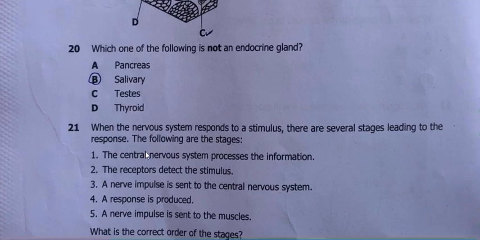Okay, question 21. When the nervous system responds to a stimulus, there are several stages leading to the response. The following are the stages. Here we have: the central nervous system processes the information. The second one, the receptors detect the stimulus. Third, a nerve impulse is sent to the central nervous system. Fourth, a response is produced. Fifth, a nerve impulse is sent to the muscles. What is the correct order of the stages?